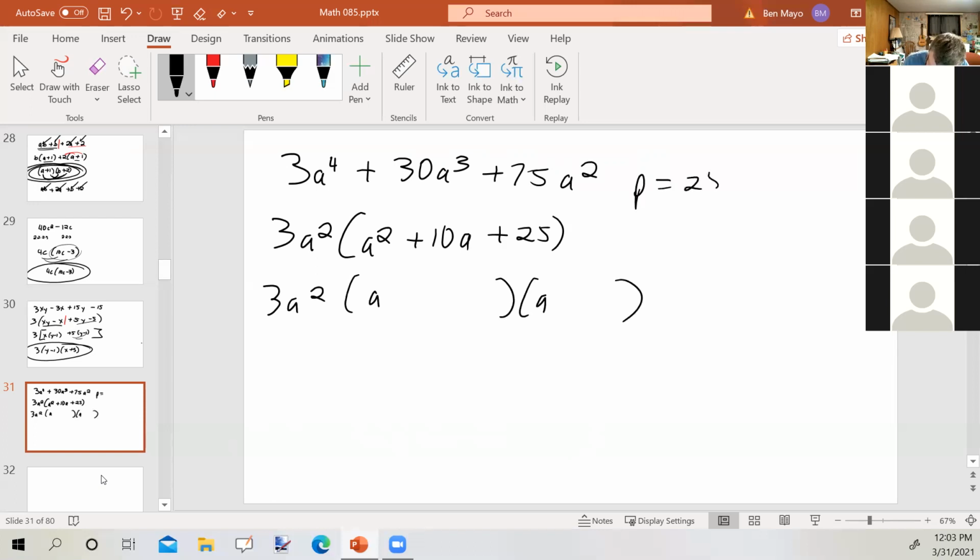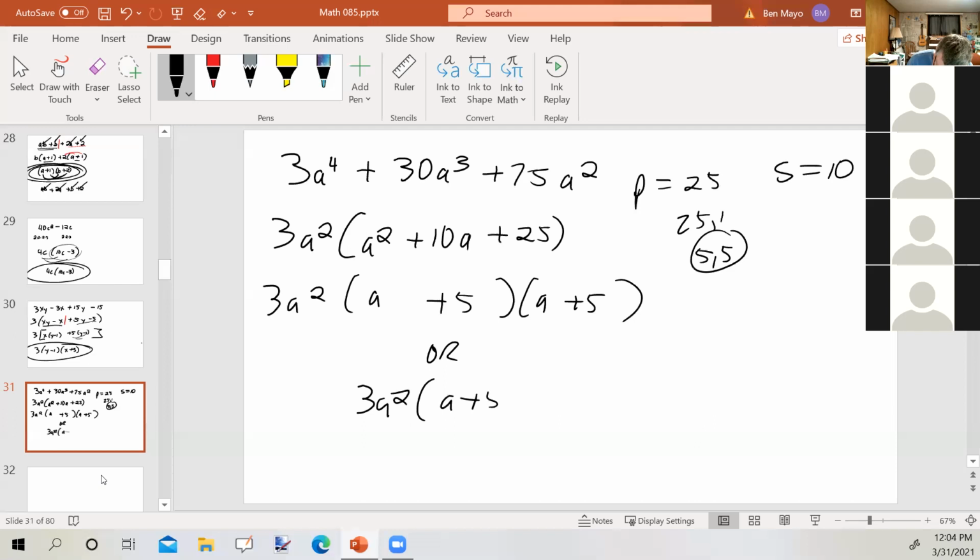And the product is 25 and the sum is 10. Positive product, 2 positive or 2 negative factors, positive sum. So I've got to have 2 positive numbers. How about 5 and 5. Okay, 5 times 5 is 25. 5 plus 5 is 10. So plus 5 plus 5. All right. So there's my answer. Since I have 2 identical factors, I could also write it like this by combining it as a plus 5, the quantity squared. So either way would be a correct way of writing it.